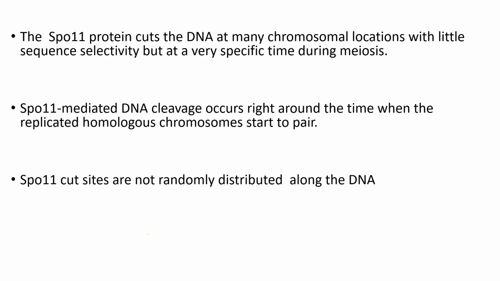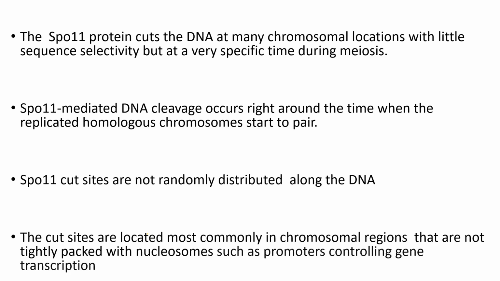SPO11 cut sites are not randomly distributed along the DNA. The cut sites are located most commonly in chromosomal regions that are not tightly packed with nucleosomes, such as promoters controlling gene transcription. Regions of DNA that experience a high frequency of DSBs also show a high frequency of recombination. Thus, the most commonly used SPO11 DNA cleavage sites, like Chi sites, are hotspots for recombination.